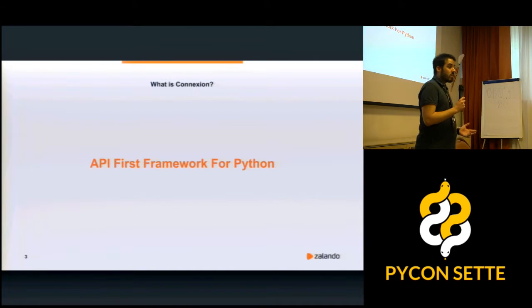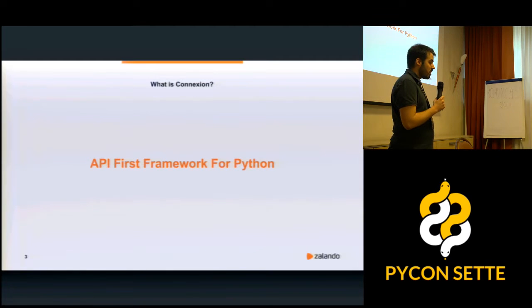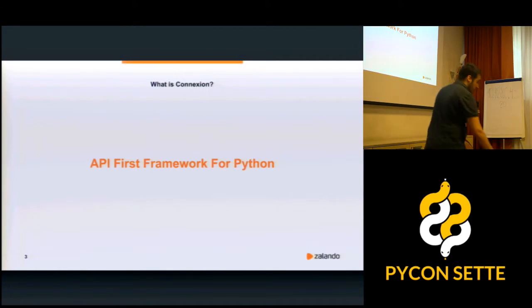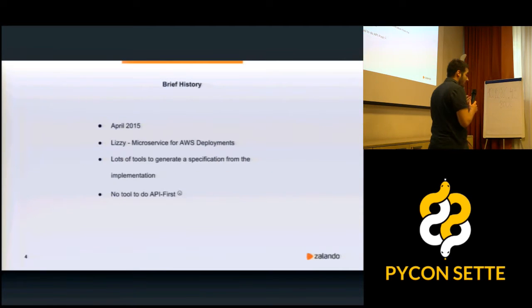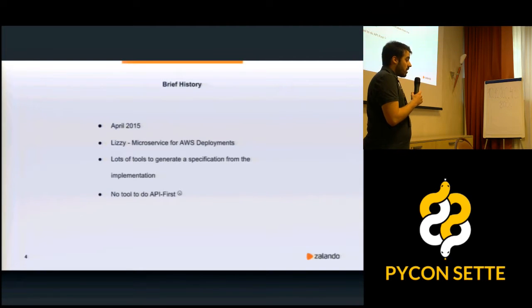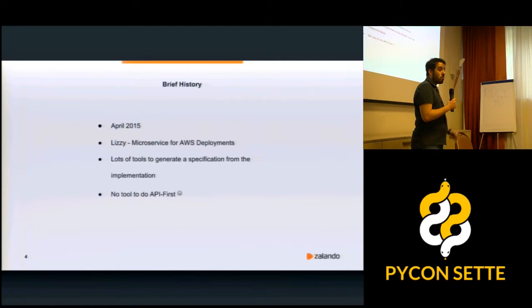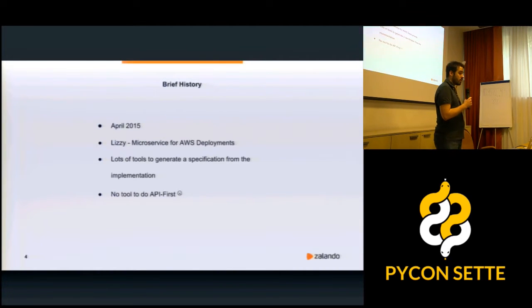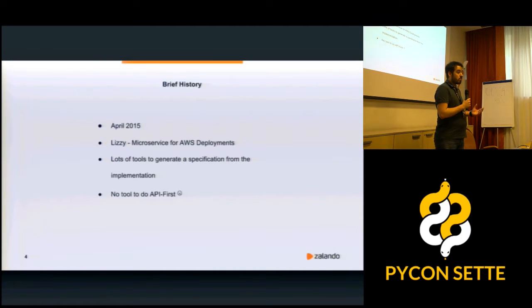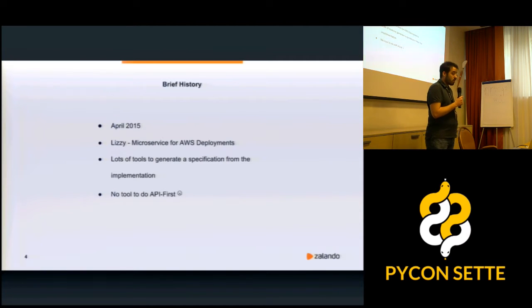And now, what is Connexion? Connexion, as the title of the talk says, is an API first framework for Python, and we will see what that means. I started this web framework by myself in April 2015 because I was building microservices for deployment in AWS. And according to Zalando's principles, I wanted to build it API first. This means that I designed the API first, using what was back at the time known as Swagger and is now known as OpenAPI. Then I started looking at frameworks that would allow me to do this in Python, and I only found tools that were able to generate the Swagger definition based on my implementation, but not the other way around.